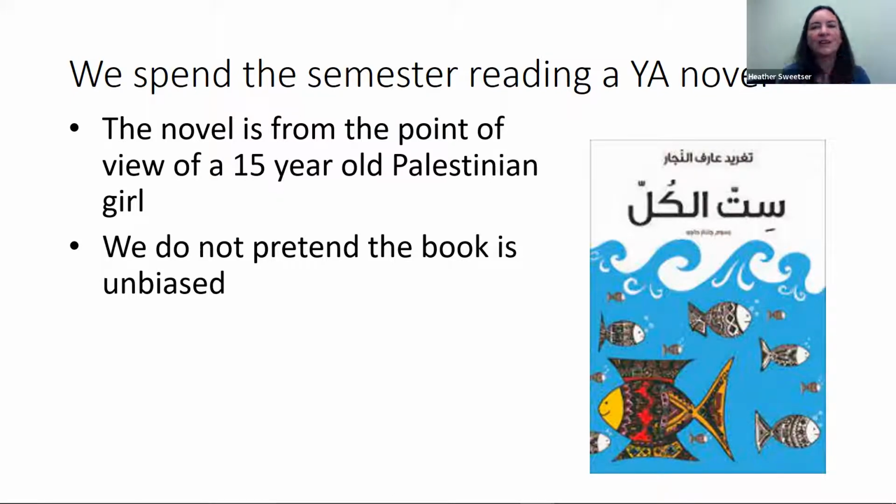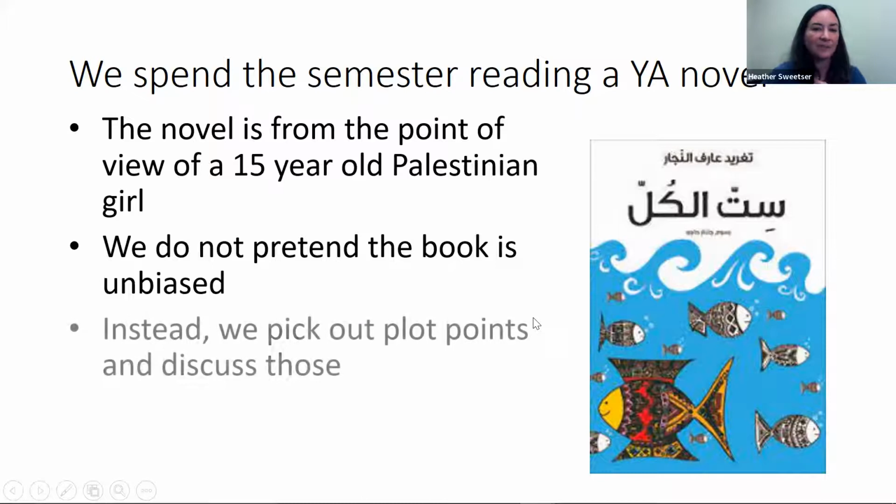So also, it's hard to get our hands on novels that are accessible to us, that we can actually purchase, that have a USB code or all these other things. So this is one of the books that's actually accessible. And so we read it while also looking for the bias and this idea of what is the single story present in the book. So we also pick out these plot points and we discuss those as well.